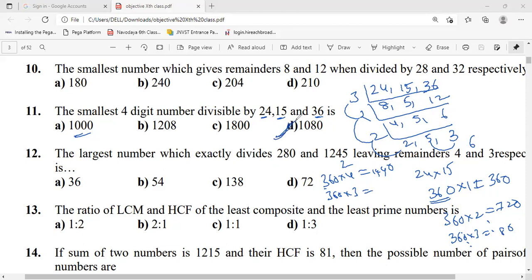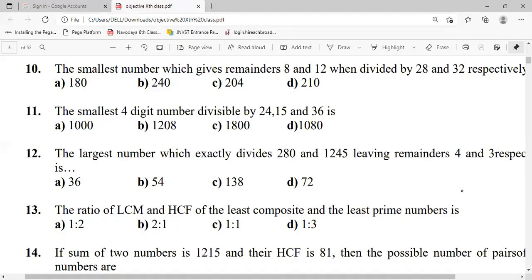I think it is the best, simplest method for finding the smallest 4-digit or 5-digit number, whatever it is, divisible by all these numbers. First, you have to go for the LCM of the given numbers. Then just multiply by subsequent numbers: that LCM into 1, LCM into 2, LCM into 3, LCM into 4. Whenever you get a 4-digit number, that is our smallest 4-digit number which is divisible by all these three. Okay, I think it is clear. So the smallest, it is over.